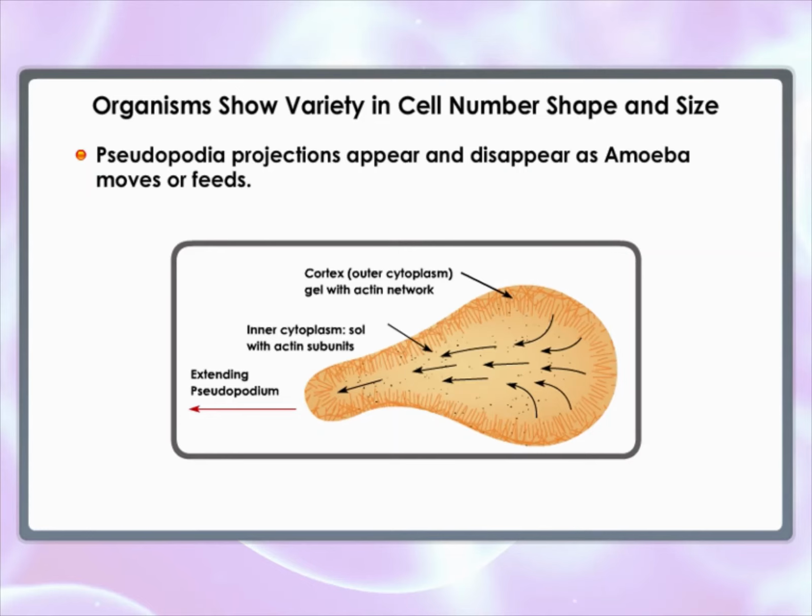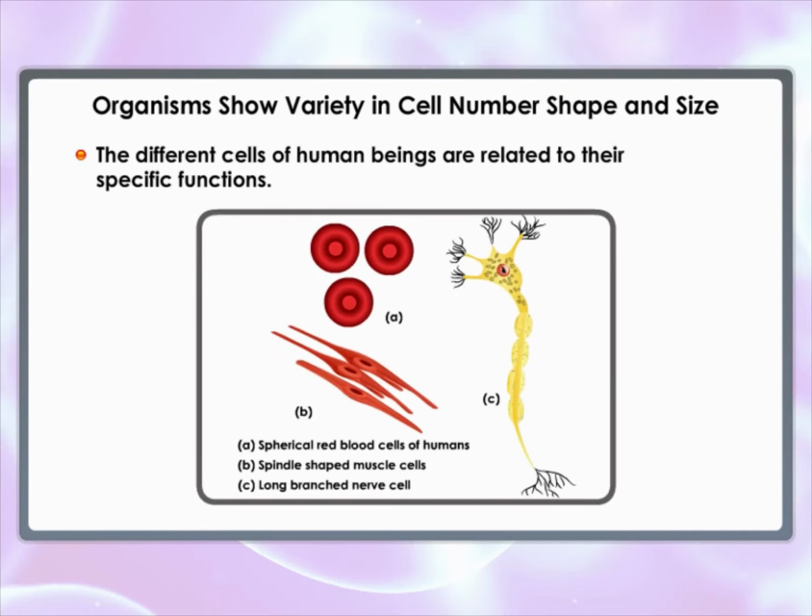The projections of varying lengths protruding out of its body are called pseudopodia. Pseudo means false and podia means feet. These projections appear and disappear as amoeba moves or feeds. A white blood cell, WBC, in human blood is another example of a single cell which can change its shape. But while WBC is a cell, amoeba is a full-fledged organism capable of independent existence.